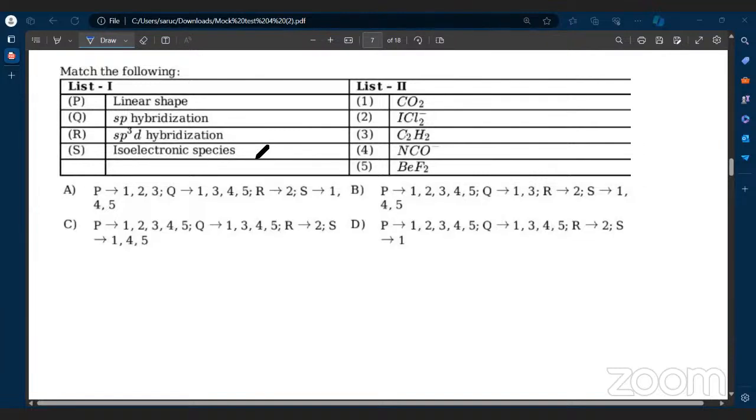Give the answer fast. This is a very easy question. If you do the first one right, you'll get some idea of which will have the linear shape and what its hybridization would be. If you do it like that, you'll get the answer easily. Make it fast.